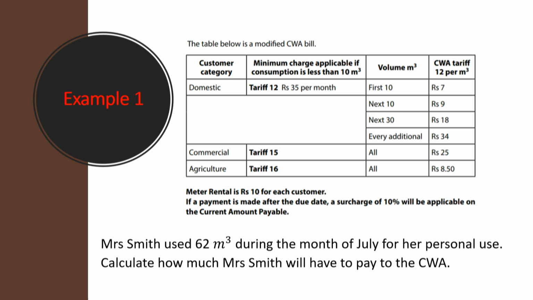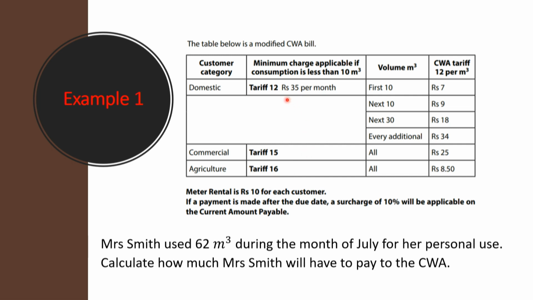Okay, let us now look at this table. You're going to see that we have different categories. We have what we call the domestic category, that is for our personal use when we use water at home. Then we have for commercial use and for agriculture. So we have different categories and each category is going to be charged on a different tariff. For domestic use, we are going to use the tariff 12. For commercial use, the tariff is 15. And for agriculture, it is 16.